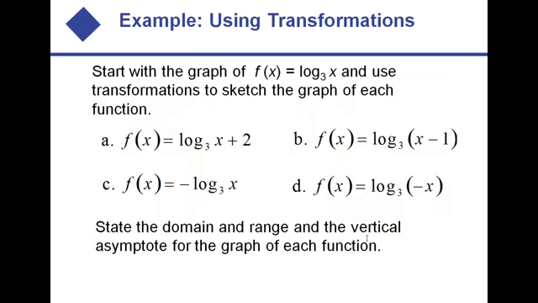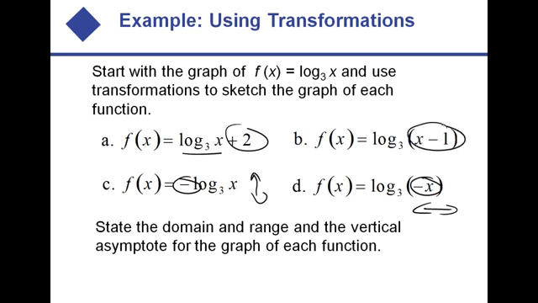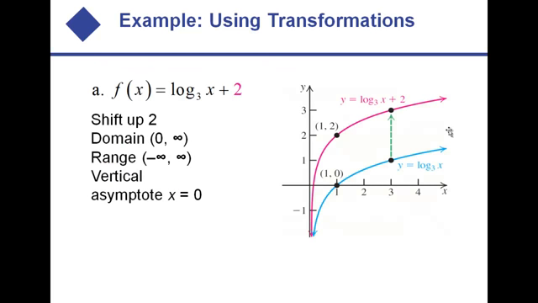We can graph things using our information and our knowledge of transformations. If we know what log base 3 of x looks like, then the plus 2 is just going to move it up by 2. We know that the minus on the front flips it north to south. We know the minus on the inside flips it east to west. And we know that the minus 1 on the inside shifts it left or right, in this case to the right by 1. So there's our first example, shifted up by 2.